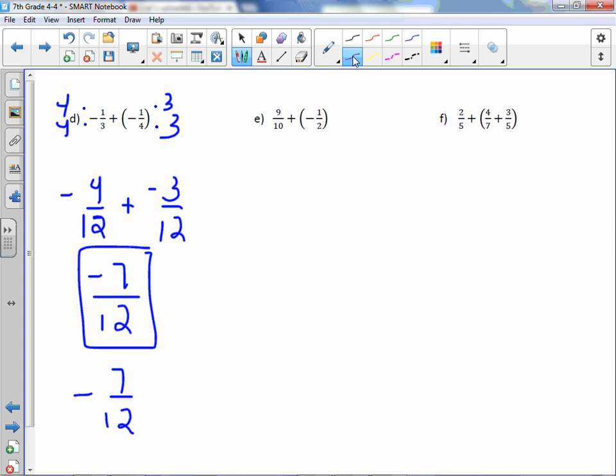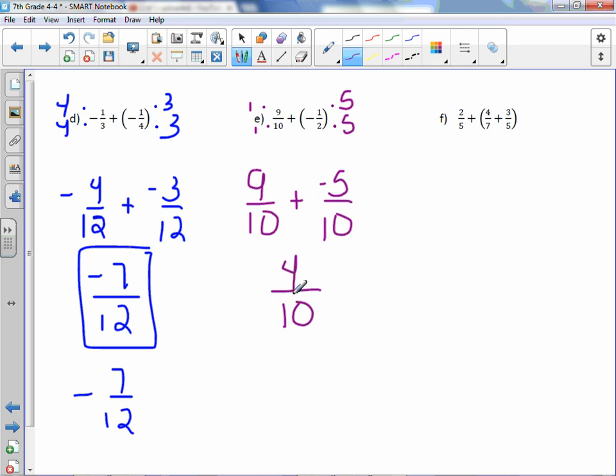Letter E, our least common denominator between 10 and 2 is 10. So the 2 I have to multiply by 5 to get to 10. And this fraction I just have to multiply by 1. I have 9/10 plus a negative 5/10. Our denominator remains the same. And 9 plus negative 5 is positive 4. And this fraction I can reduce by dividing by 2 and getting 2/5.